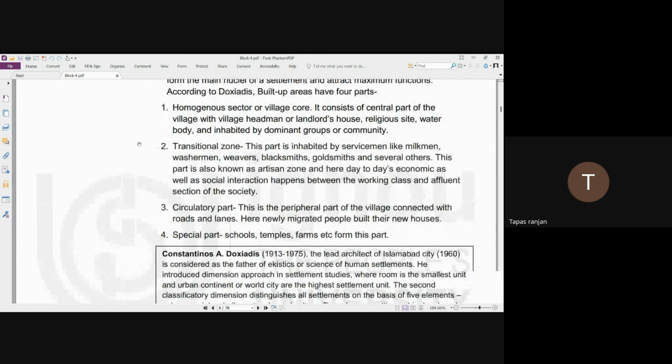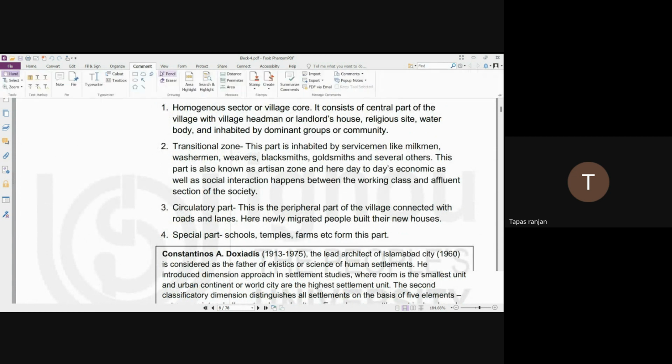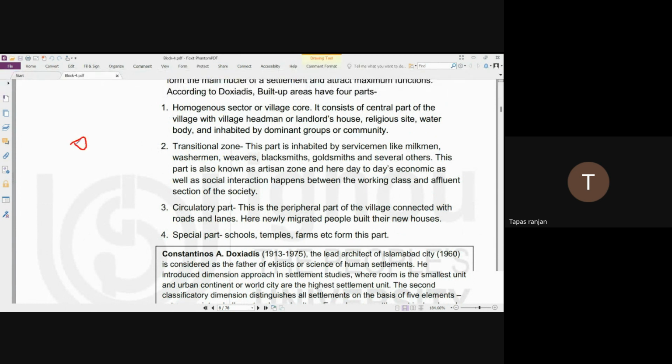Then you have transitional zones. First of all, you have a core here, then you have the transitional zone. What is the transitional zone? The transitional zone connects the central part or the village core with the outer part. The outer part is connected by different roads, and newly migrated people start living in the outer part of the village. That is the transitional zone.